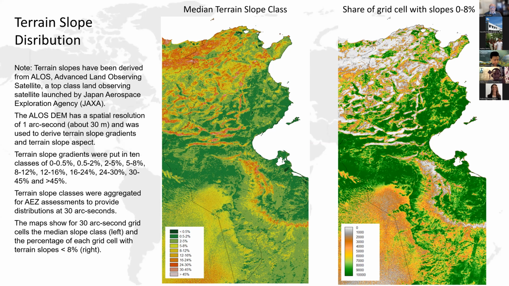And you see here on the left map the median slope class that has been calculated for an area covering Tunisia. On the right map, you see the share of, in fact, the sum of the first 4 slope classes. So it's the percentage of a grid cell that is between 0 and 8% of slope gradient. So there's a very detailed representation of the land that then goes into the edaphic assessment.